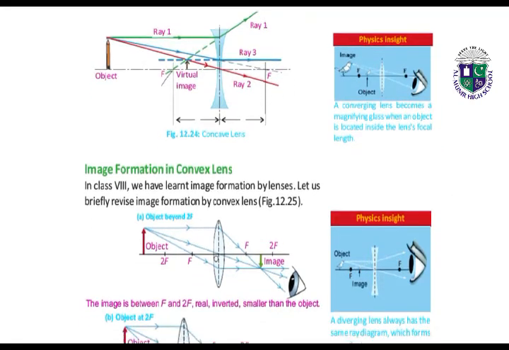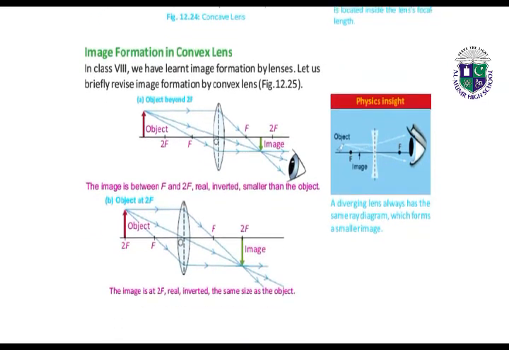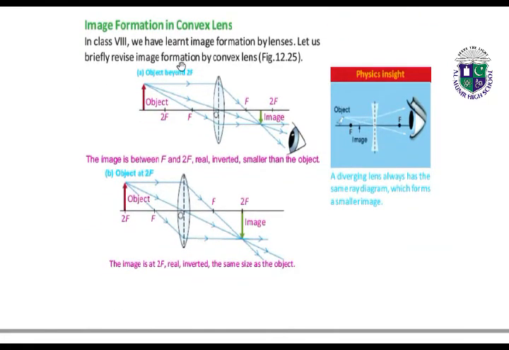Image formation in convex lenses. Now we have the convex lenses. In class 8 we have learned image formation by lenses. Let us briefly revise image formation by convex lens. So object beyond 2F: if the object is placed beyond 2F, here we have the 2F point.